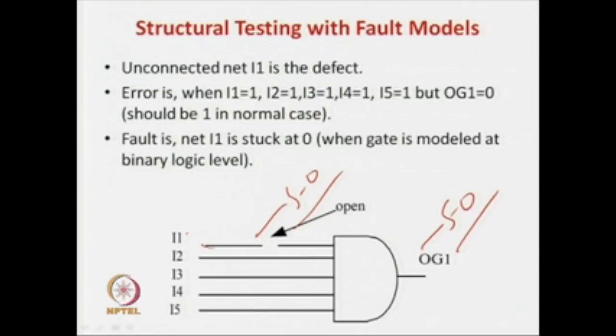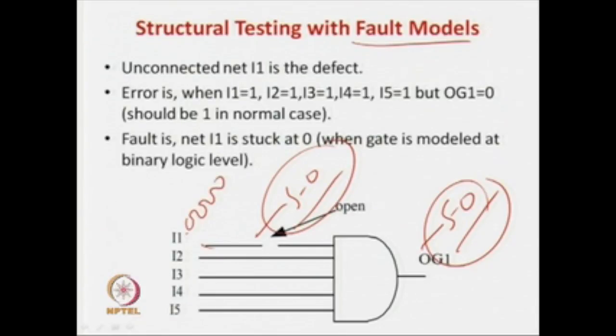So, structural testing or the fault model basically says this. Let me say it in other words. If you want to do structural testing of the gates, you apply all 0s and all 1s, and then you have to find out whether the output is 0 and 1 in the respective cases.